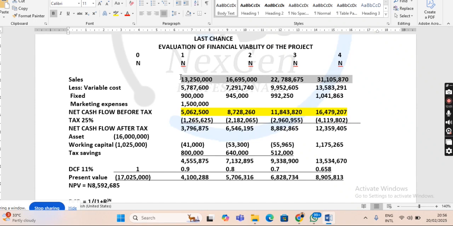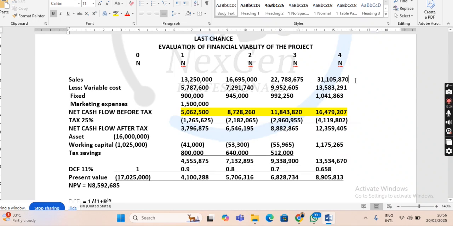And that is the present value they are talking about. Let me come again. If it is present value, let's say sales, for instance, you add everything together like this. Class, you add everything together, your DCF, you multiply by it, and it will give you the present value of that sales.